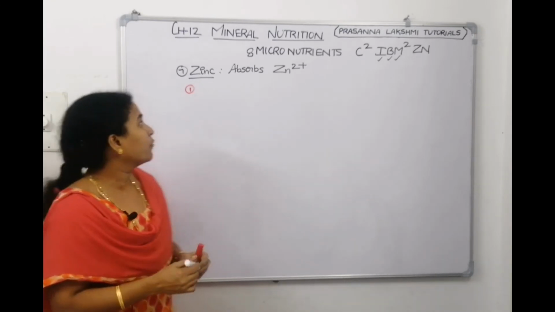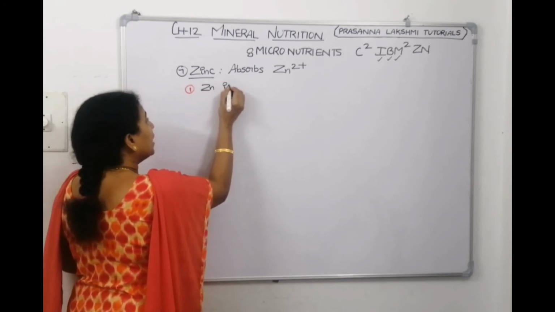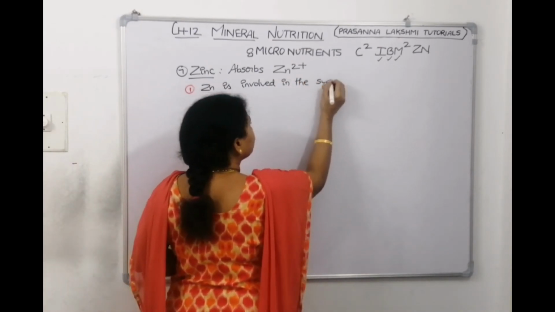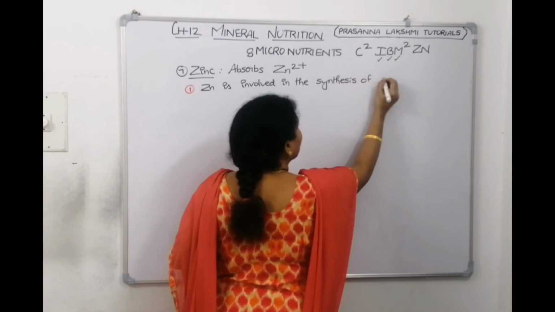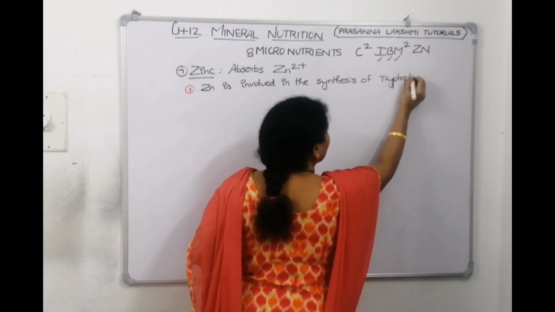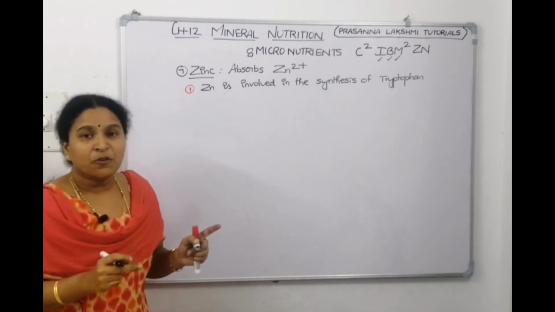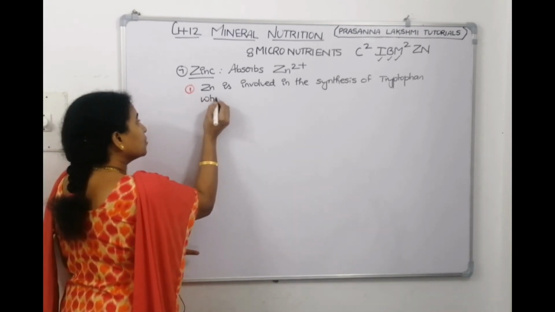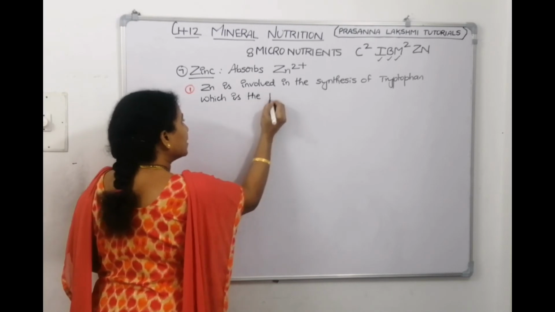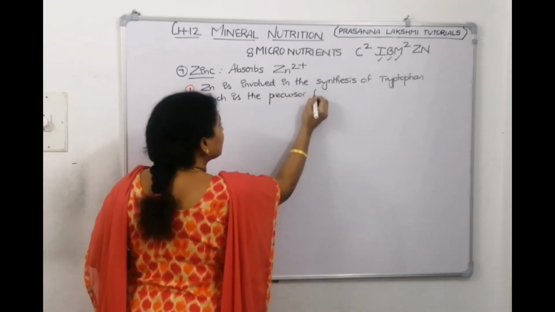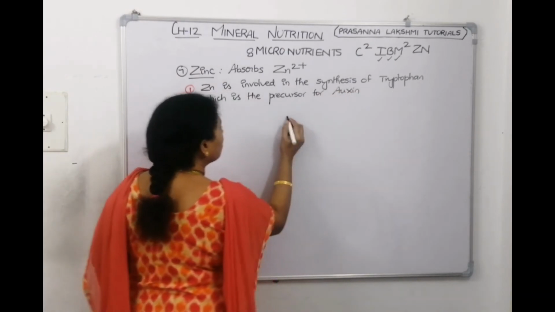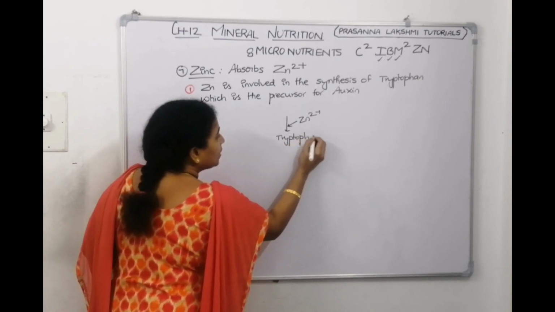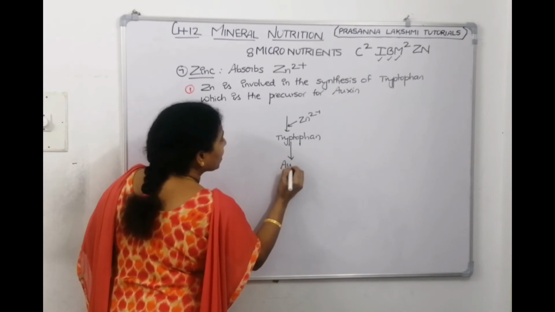Who is involved in synthesis of tryptophan? Zinc is involved in synthesis of tryptophan. So we can tell that zinc is involved in the synthesis of an amino acid called tryptophan, and this tryptophan is the precursor for auxin. Tryptophan is the mother, or we tell precursor, for auxin. So zinc is involved to make tryptophan, and tryptophan is involved to make auxin.